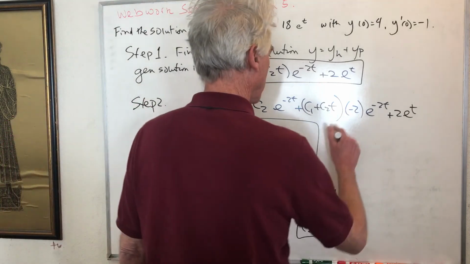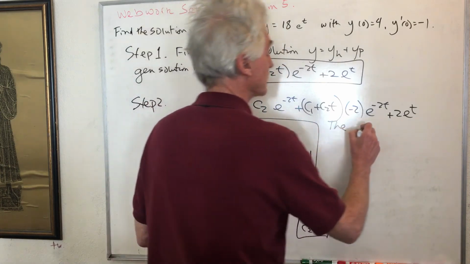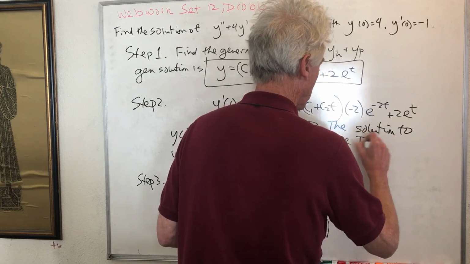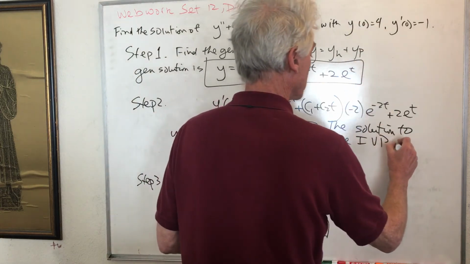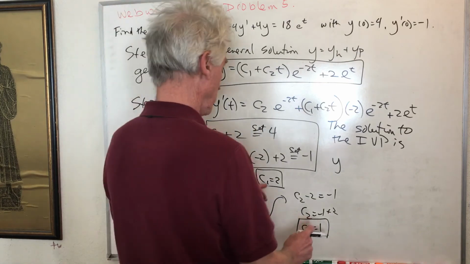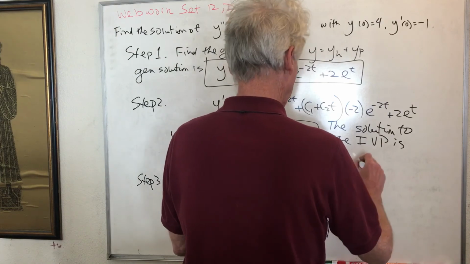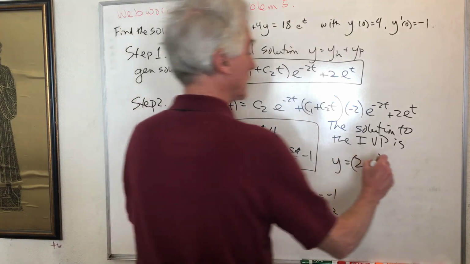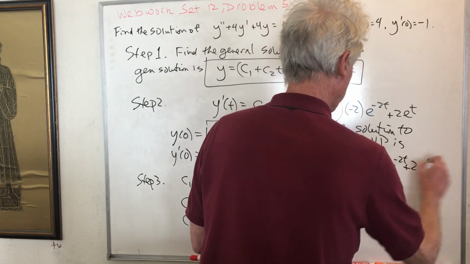So finally we get the solution to the IVP, to the initial value problem. The IVP is, now I'm going to substitute back in, C1 is 2 and C2 is 1. It's y is equal to 2 plus t e to the minus 2t plus 2 e to the t.